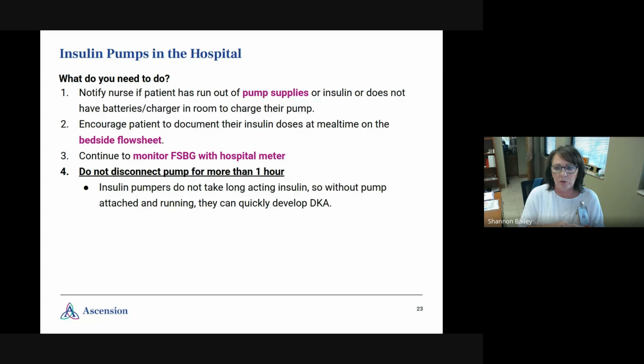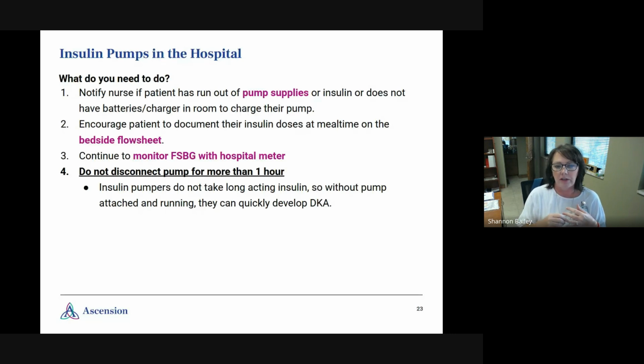A lot of people are now wearing continuous glucose monitors on their arms to check their blood sugar. And when they come into the hospital, their expectation is, hey, I've been doing this whole time with this sensor on my arm. I don't need you to poke my finger to check my blood sugar. That's false.